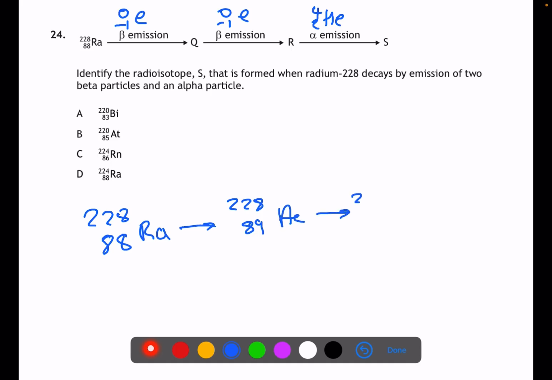We're then going to lose another beta particle. The mass will still stay as 228, but your atomic number will move to 90, and we'll now have thorium. We're now going to lose an alpha particle, so the mass is going to drop by 4 down to 224, and the atomic number is going to go back to 88, which is radium, D.